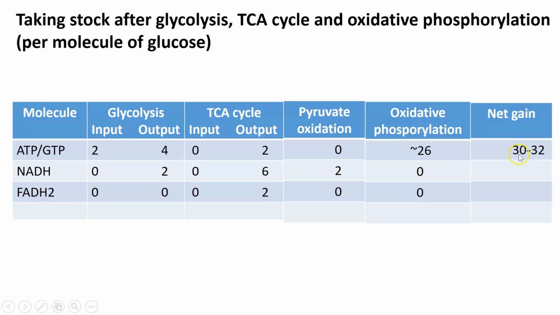And just bear in mind that most of the ATP is being generated here at the oxidative phosphorylation pathway. The TCA cycle, the pyruvate oxidation, and the glycolysis are really there to generate the important NADH and FADH2 electron carrying molecules.